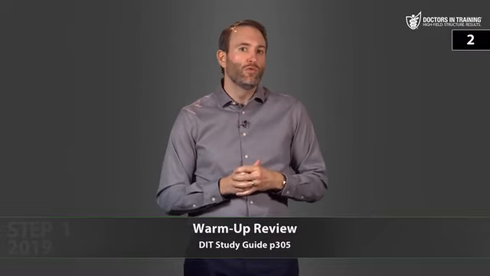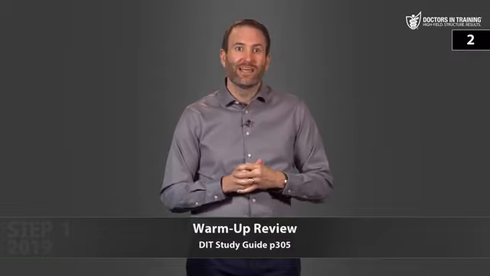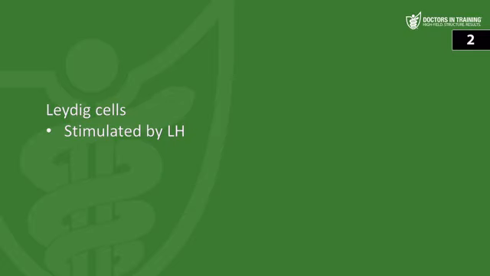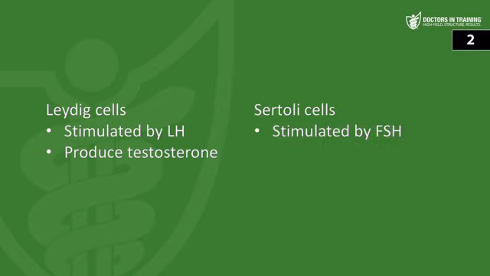Next, what roles do Leydig cells and Sertoli cells play in male spermatogenesis? So Leydig cells are stimulated by LH and they produce testosterone. Now Sertoli cells are stimulated by FSH and they provide support, like nourishment, to the developing spermatozoa.